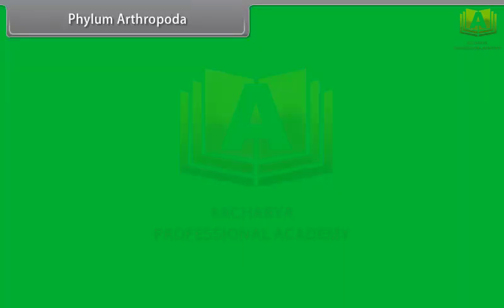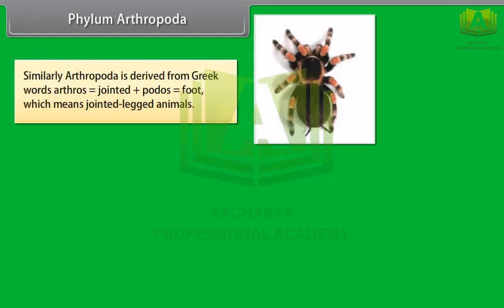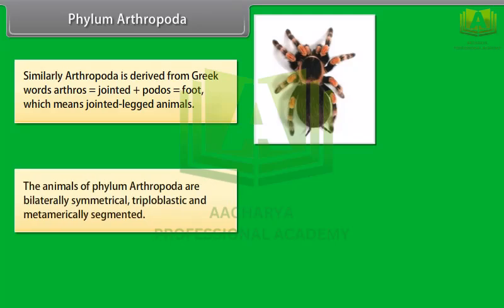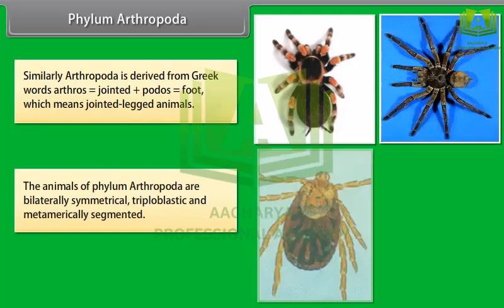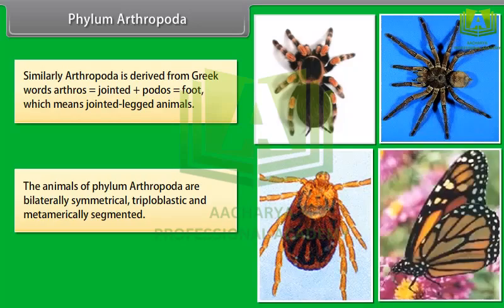Phylum Arthropoda. Similarly, Arthropoda is derived from Greek words arthros, which is jointed, plus podos, which is foot, which means jointed-legged animals. The animals of phylum Arthropoda are bilaterally symmetrical, triploblastic, and metamerically segmented.